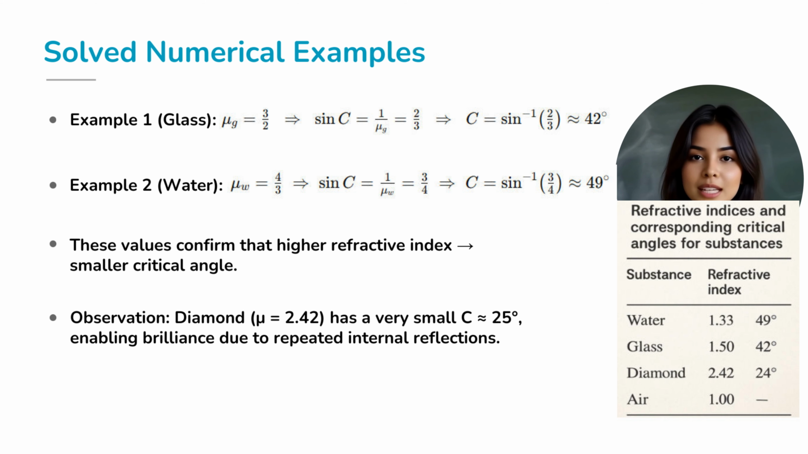And here's a fascinating application, diamonds. A diamond has a refractive index of about 2.42. So we calculate sin C equals 1 divided by 2.42. That comes to approximately 0.413. Taking the inverse sine, we find the critical angle C is just 25 degrees. That's why diamonds sparkle so brilliantly. Light entering the diamond gets trapped inside due to repeated internal reflections before it finally escapes.